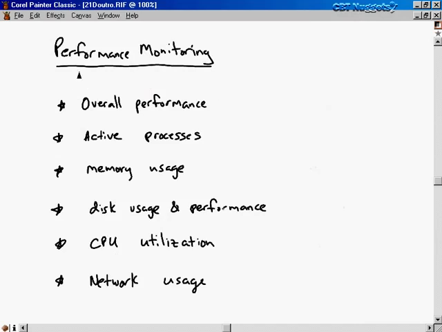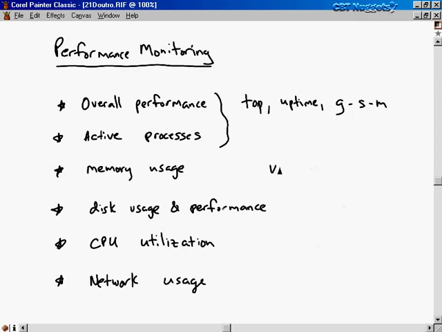Okay, well, it's time to wrap up our nugget on performance monitoring, and let's wrap it up by going back over the various things that we wanted to be able to keep track of, and then talk about the utilities that we learned that can keep track of these things. Okay, so overall performance and active processes, we can keep track of those with the top command. The uptime command gave us those load averages for overall system performance. There was also the GNOME system monitor. The way that you execute that is you type gnome-system-monitor, and that was a graphical utility that let us see the active processes and the performance of the system.